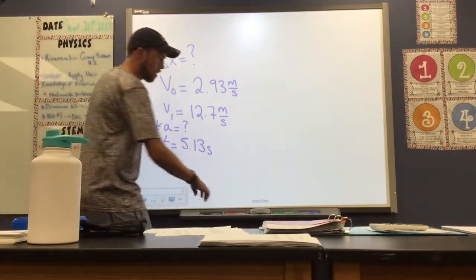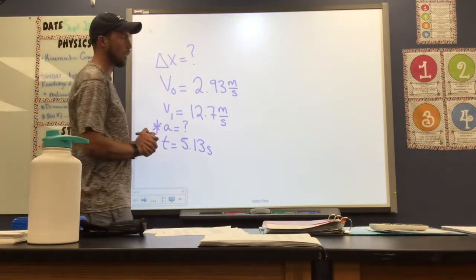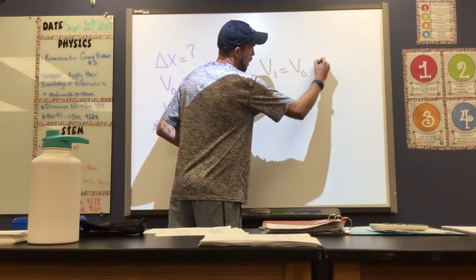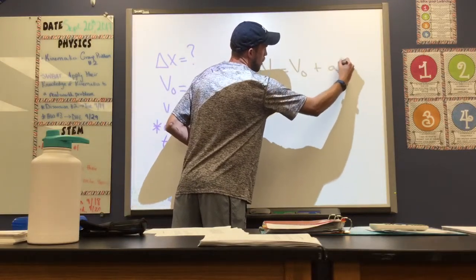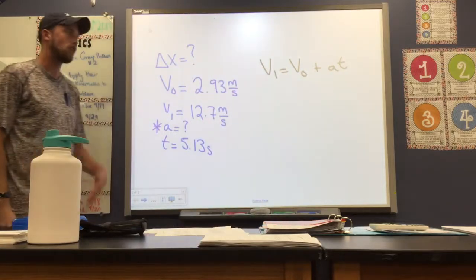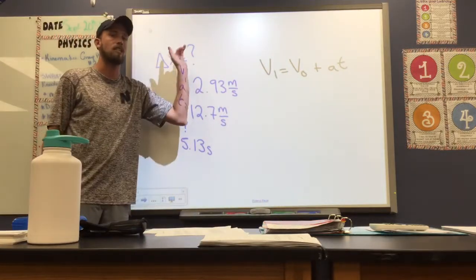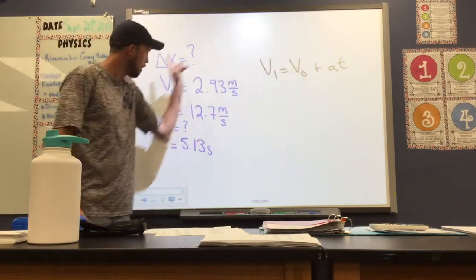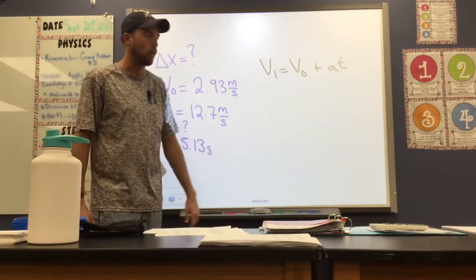So I'm going to write out equation number 1. It looks like this: V1 is equal to V naught plus acceleration times time. You'll notice this equation doesn't have our delta x variable, which we're not concerned with. So I'm going to take this equation and the variables I have, and try to solve for acceleration.